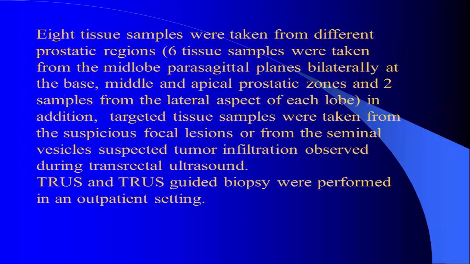8 tissue samples were taken from different prostatic regions. 6 tissue samples were taken from the mid-lobe parasagittal planes bilaterally at the base, middle, and apical prostatic zones, and 2 samples were from the lateral aspect of each lobe. In addition, targeted tissue samples were taken from suspicious focal lesions or from the seminal vesicles if there was suspected tumor infiltration observed during transrectal ultrasound. TRUS and TRUS-guided biopsies were performed in an outpatient clinic.